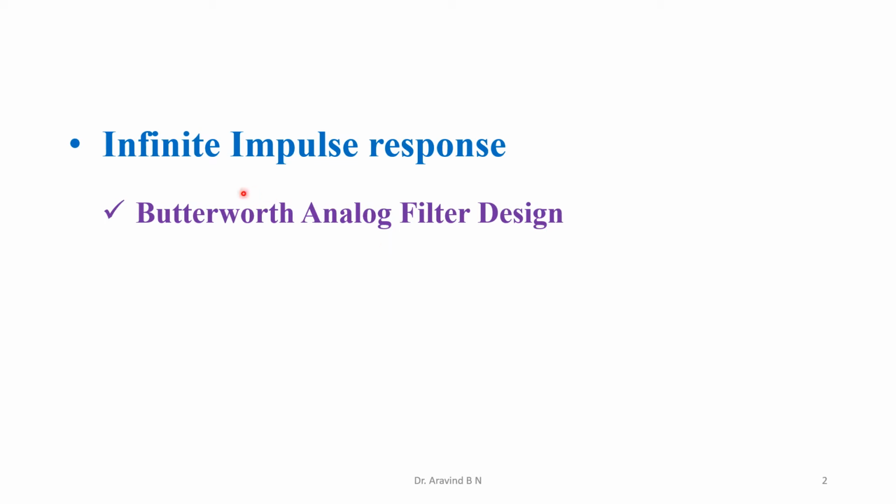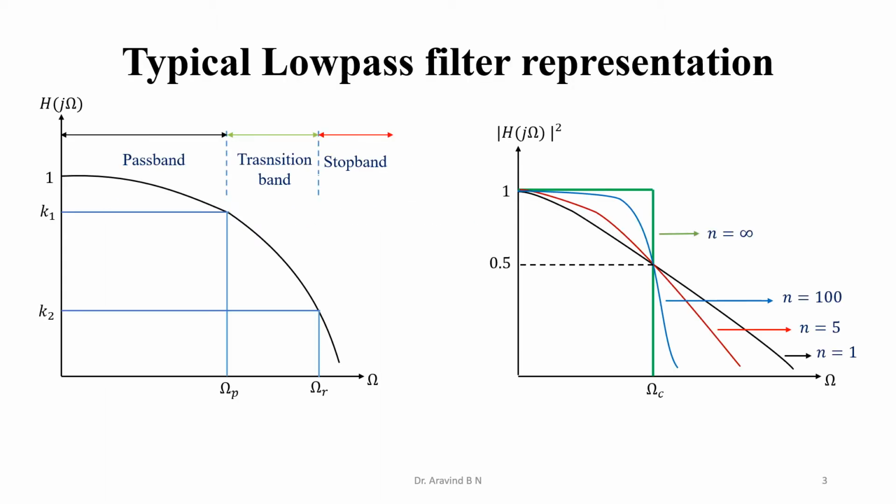In this lecture, we are going to start with the infinite impulse response, and we have a look at the Butterworth analog filter design. Let us first go through a typical low-pass filter representation. So this is a typical practical low-pass filter representation. This part is going to represent the pass band. The middle one is the transition band, and next one is the stop band.